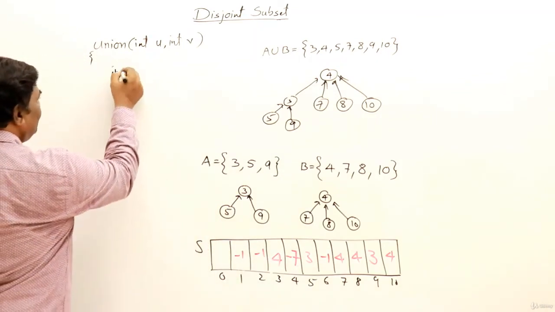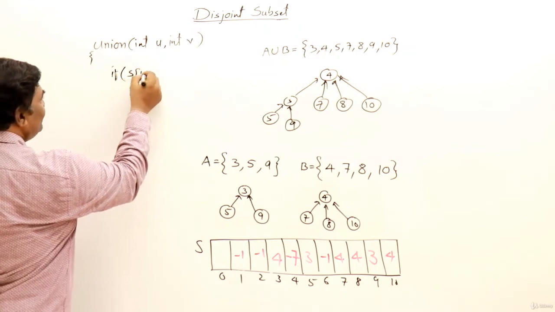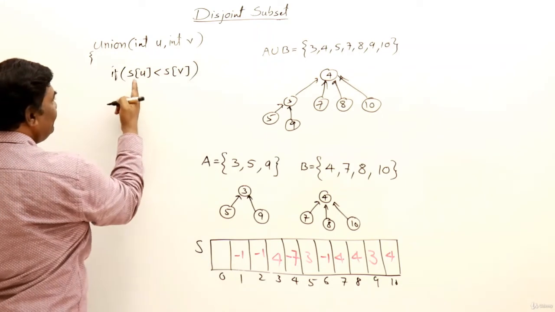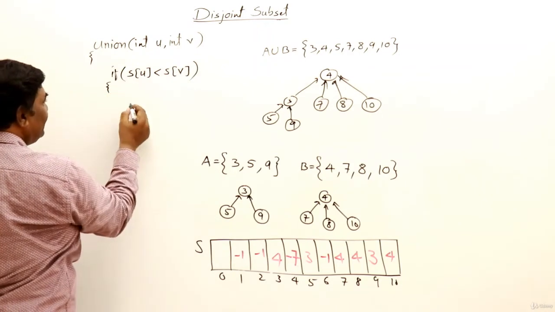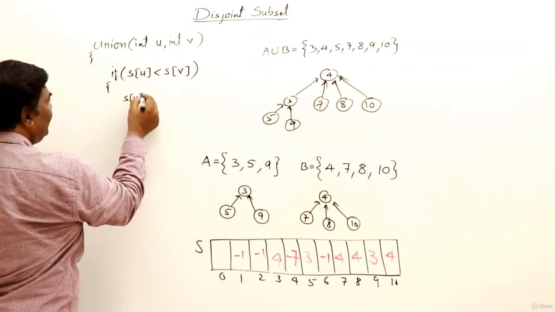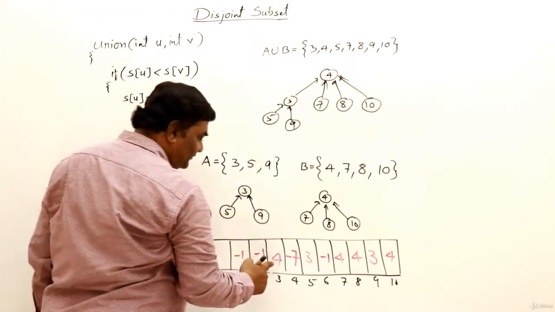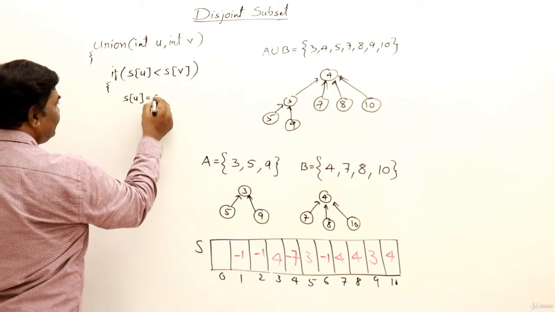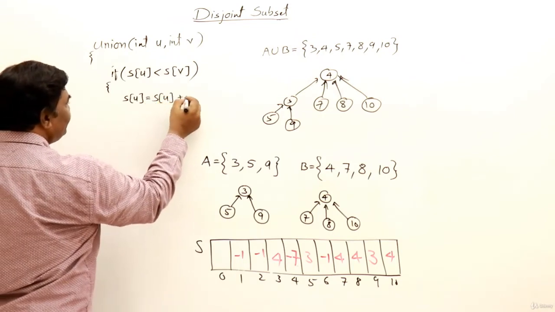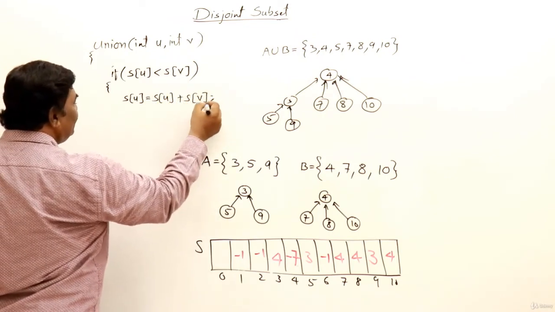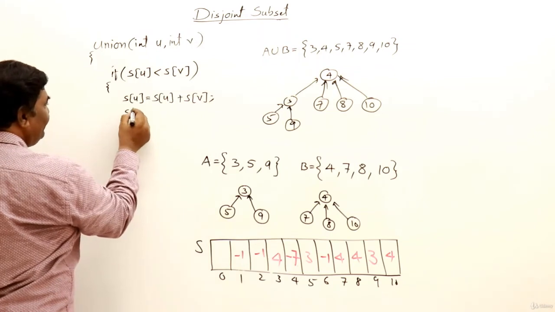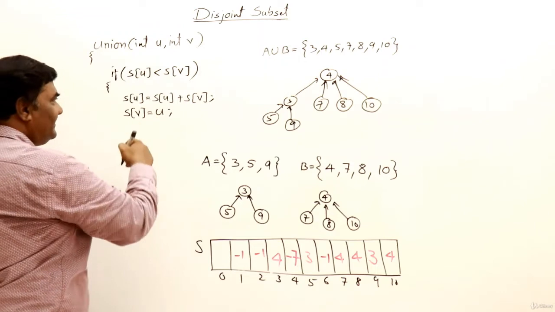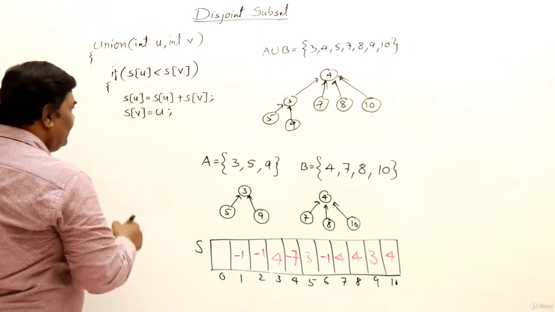If S of U is less than S of V, then who will become parent? S of U will become parent. But in S of U, we will write down the total value, that is minus 3 and minus 4 we added and wrote here, right? So that is S of U plus S of V, and then we will change S of V's parent as now U. So we will make U the parent if U is greater.